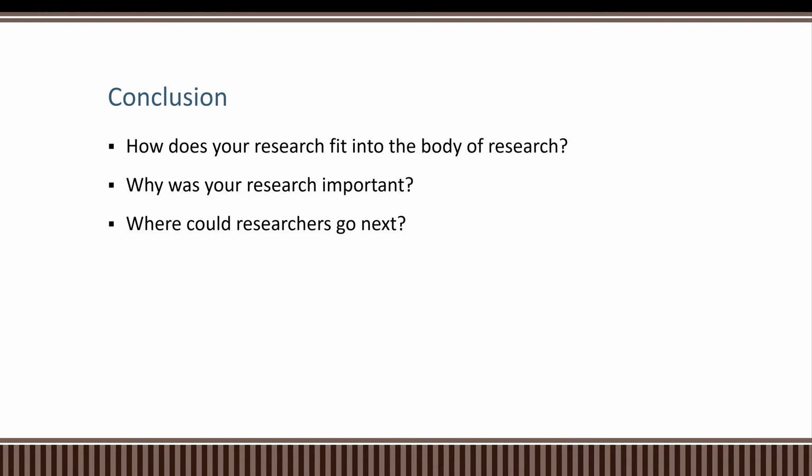Build upon your discussion section. Where could other researchers go from here? How could they take your research? What is the next avenue that other researchers could take? What would the next research study look like?